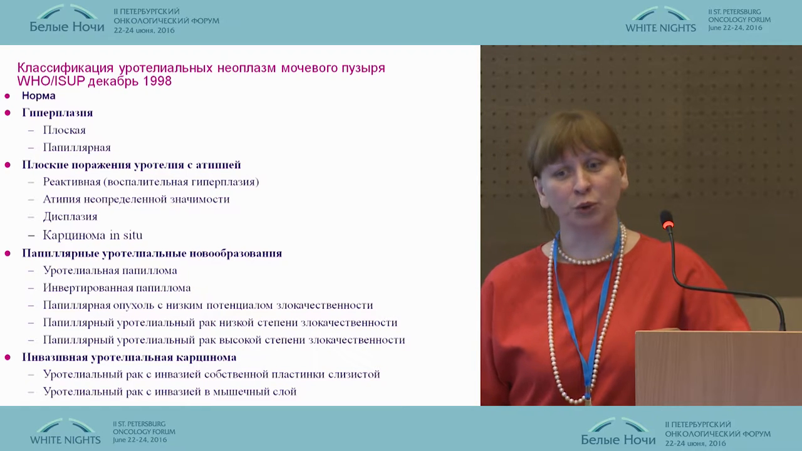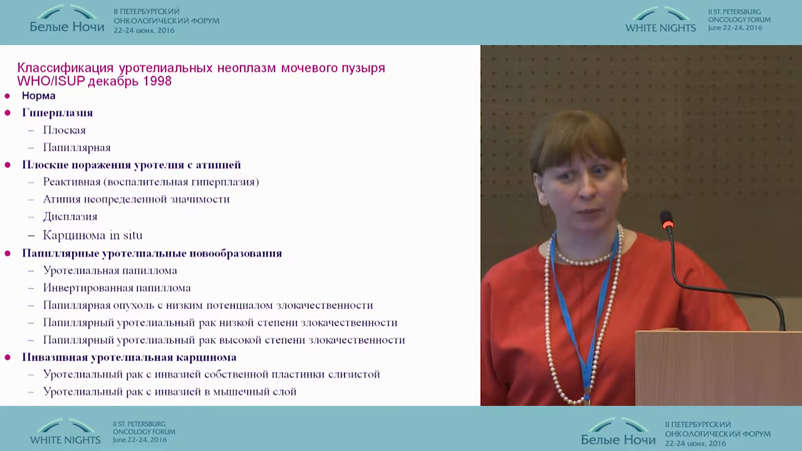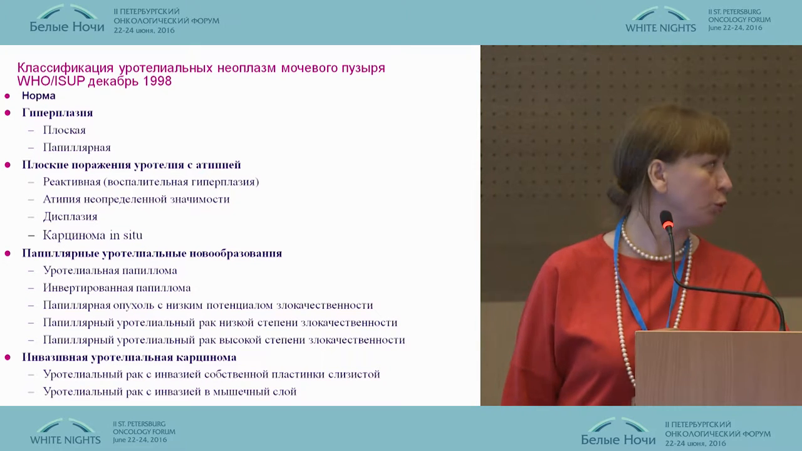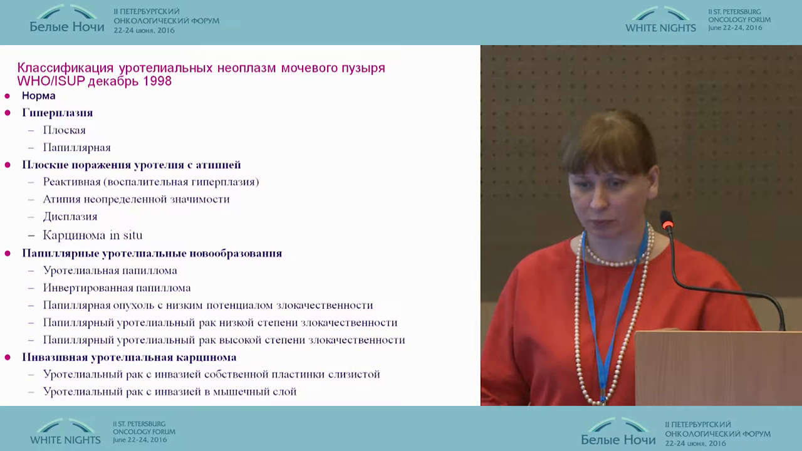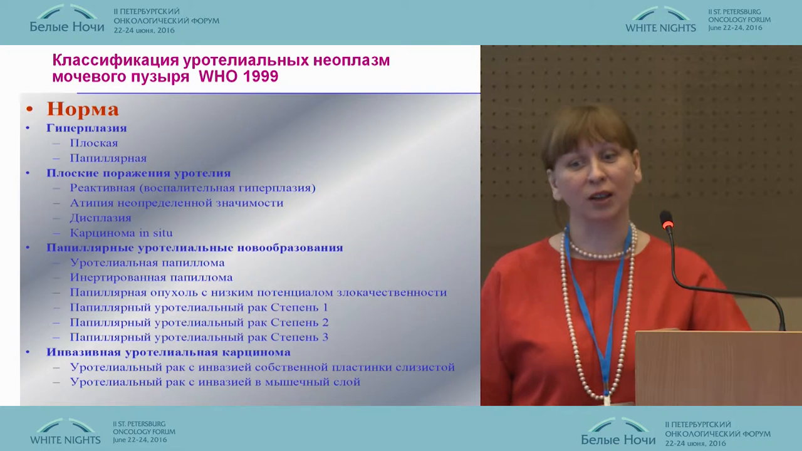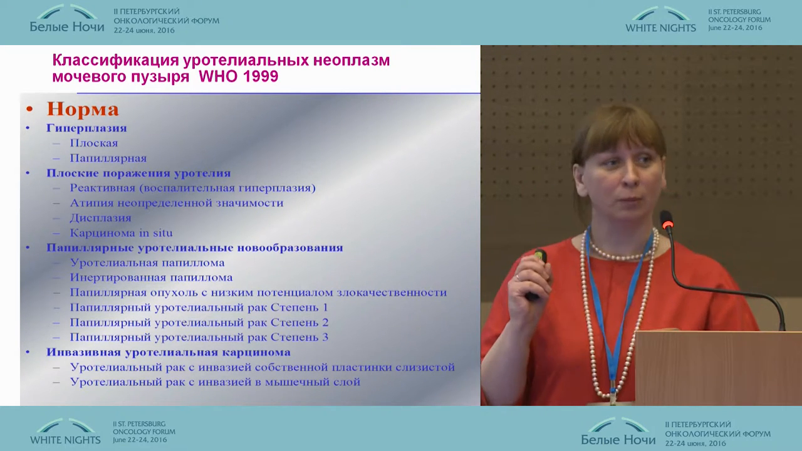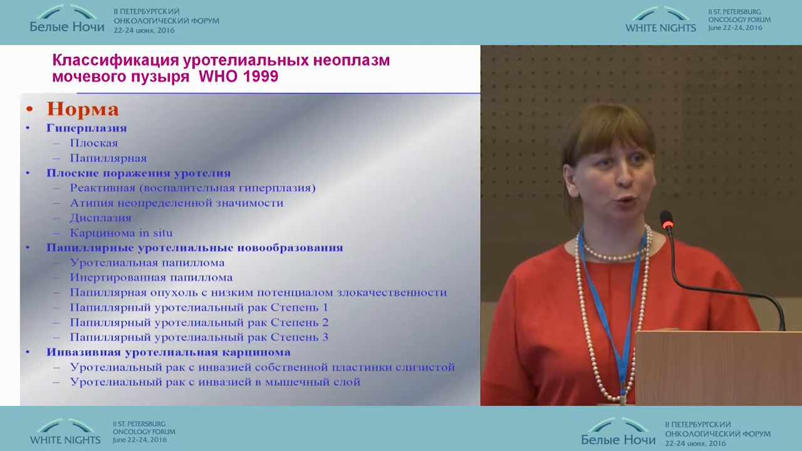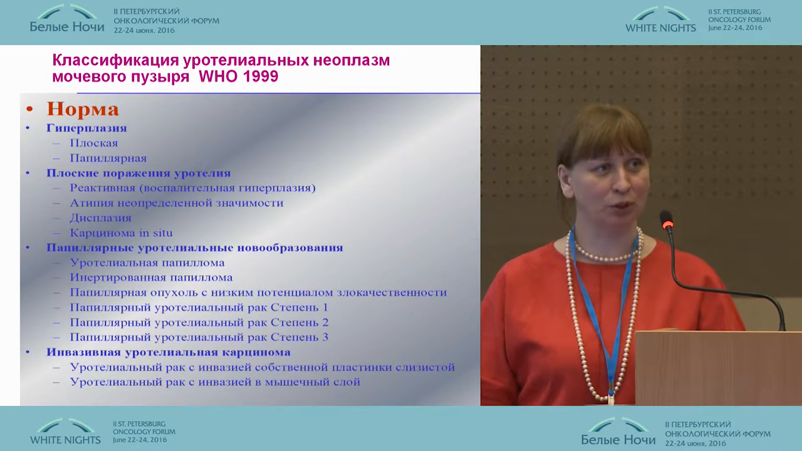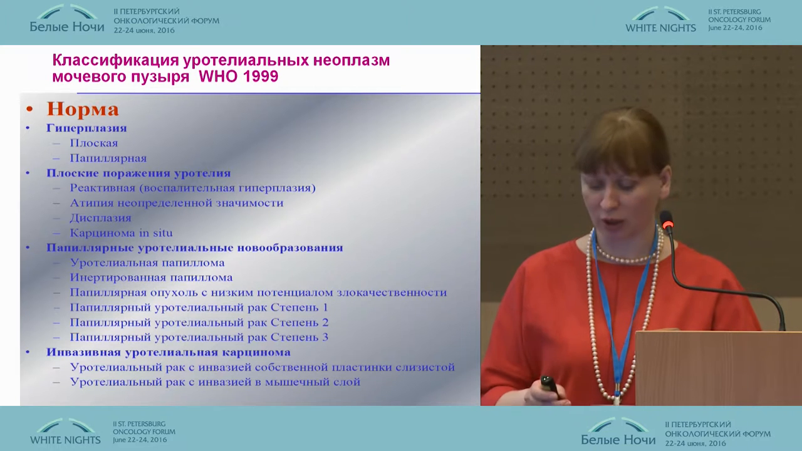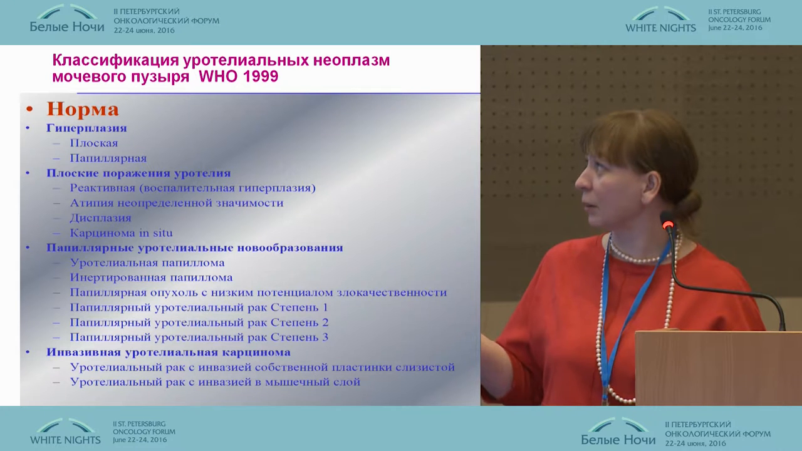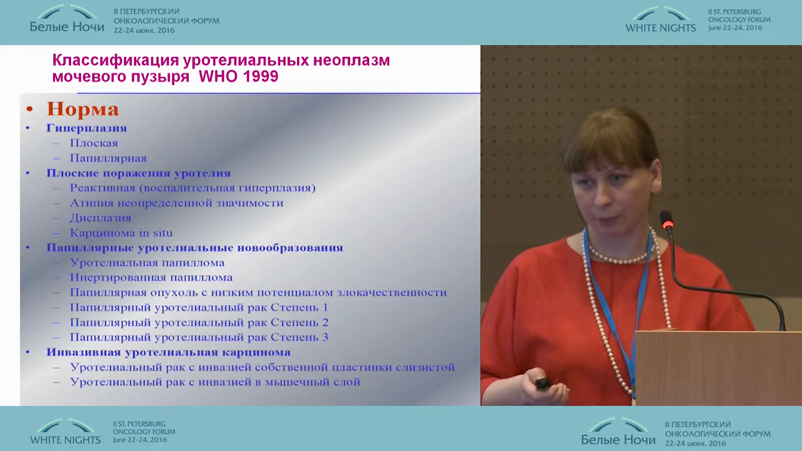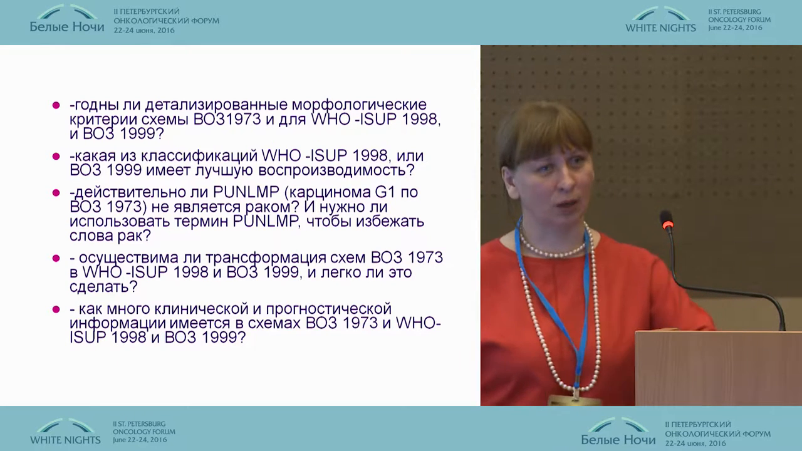Then some time passed, and in 1998, the Society of Urological Pathologists and WHO put forward another scheme which is based on a different principle. In 1999, WHO suggested a new classification scheme. It repeated the one of the previous year, but the difference was that tumors were divided into three categories according to the degree of their malignancy.